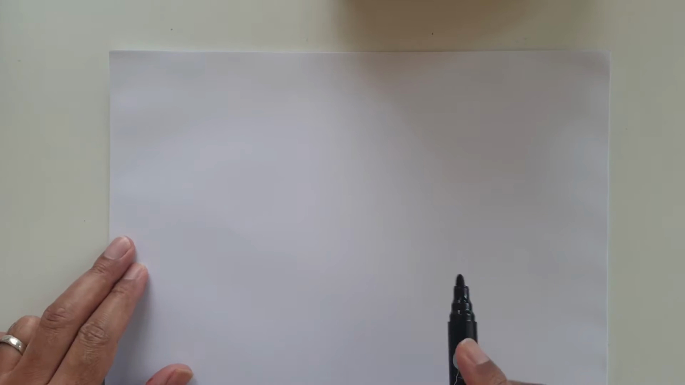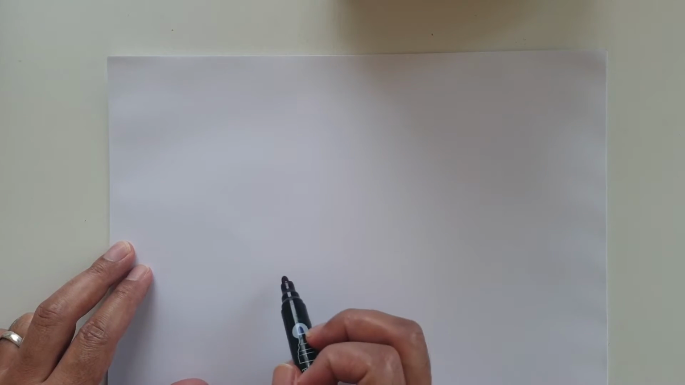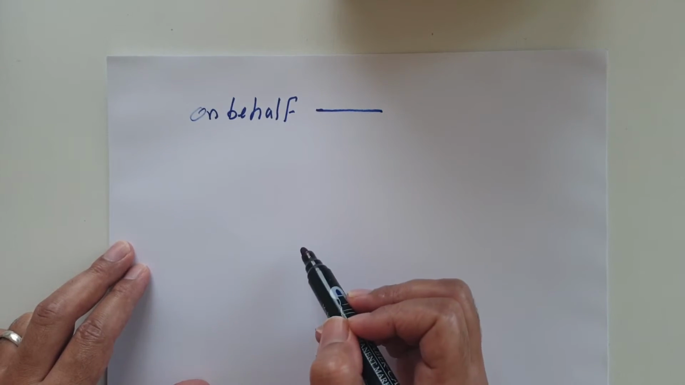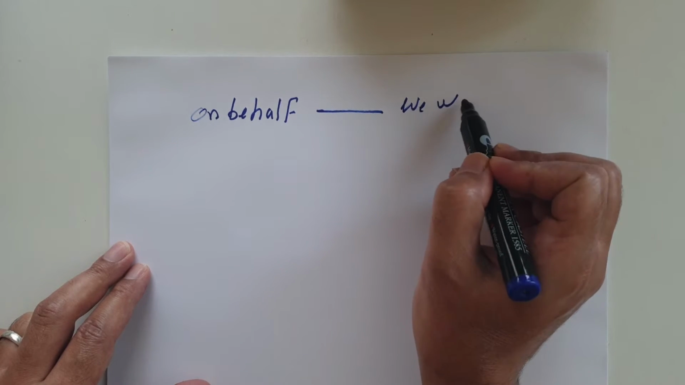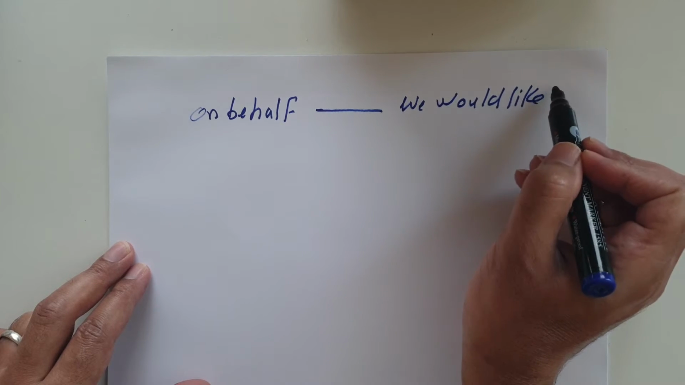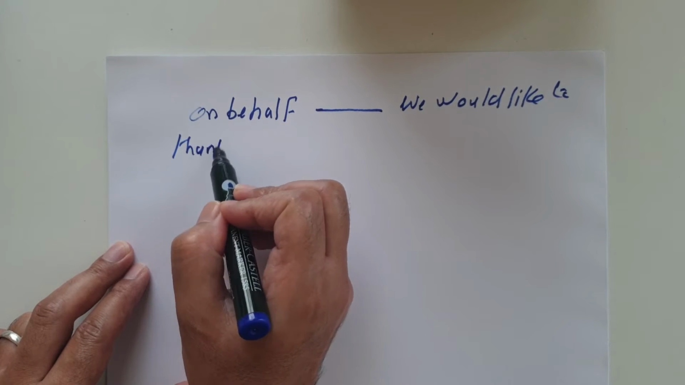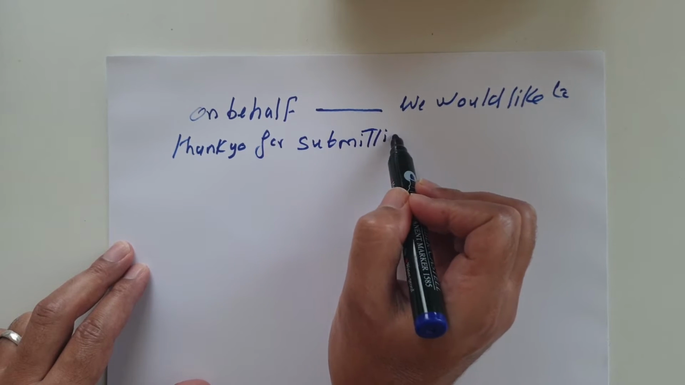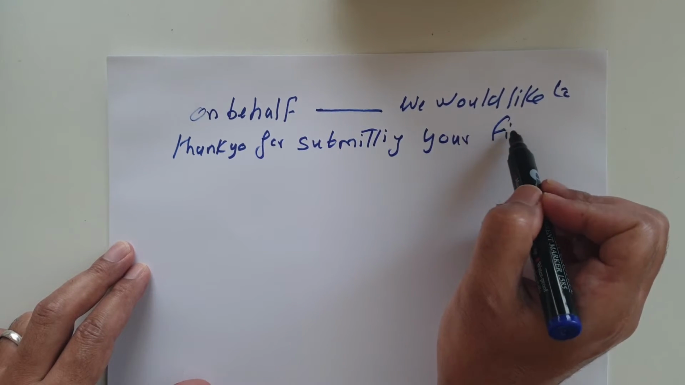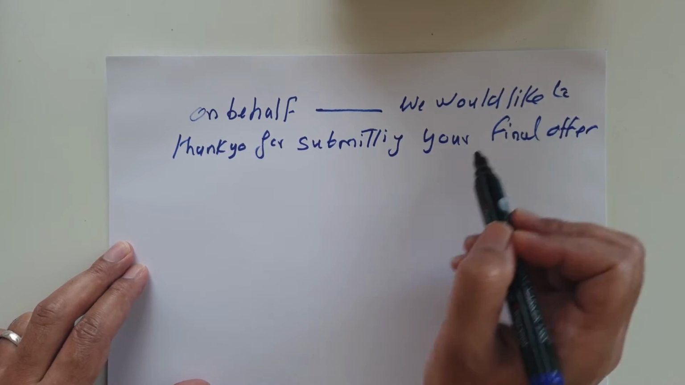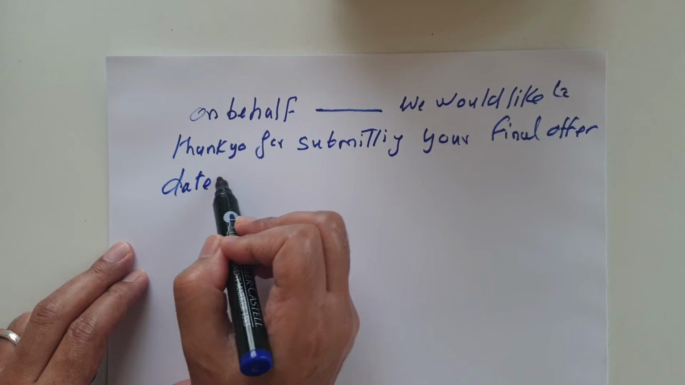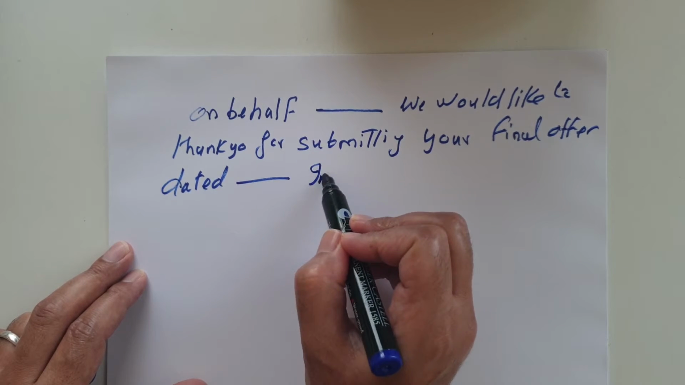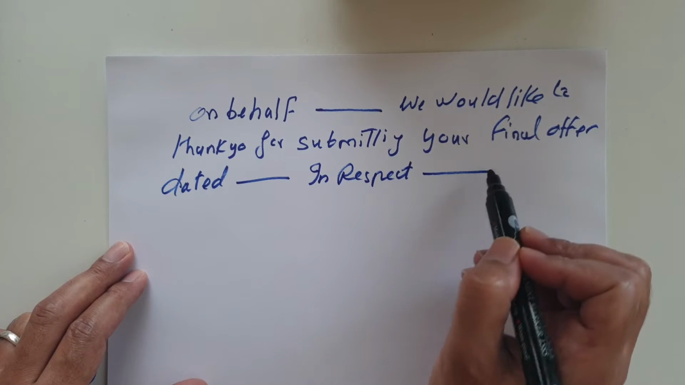Then we'll start talking. First of all, on behalf of, you will mention the name of the employer, we would like to thank you for submitting your final offer from the main contractor, dated, and you will mention the date of the offer from the contractor. And in respect of, you will mention the name of the employer.